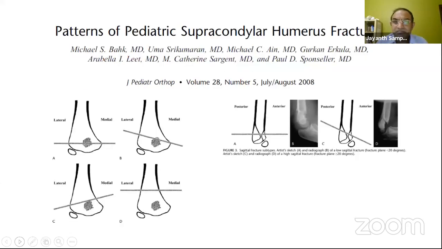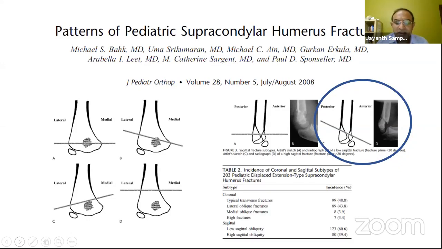So the background to this is an original paper in 2008, and I'll share this paper with everyone, where they described all these oblique patterns, both in the coronal and sagittal plane. This is from Sponseller's unit in Johns Hopkins, Baltimore. They basically said that if you have a sagittal oblique pattern with more than 20 degrees of angulation on the lateral view, then your rates of complications are slightly higher. And in their series of some 300 patients, higher sagittal obliquity represented about 40% of all fractures.